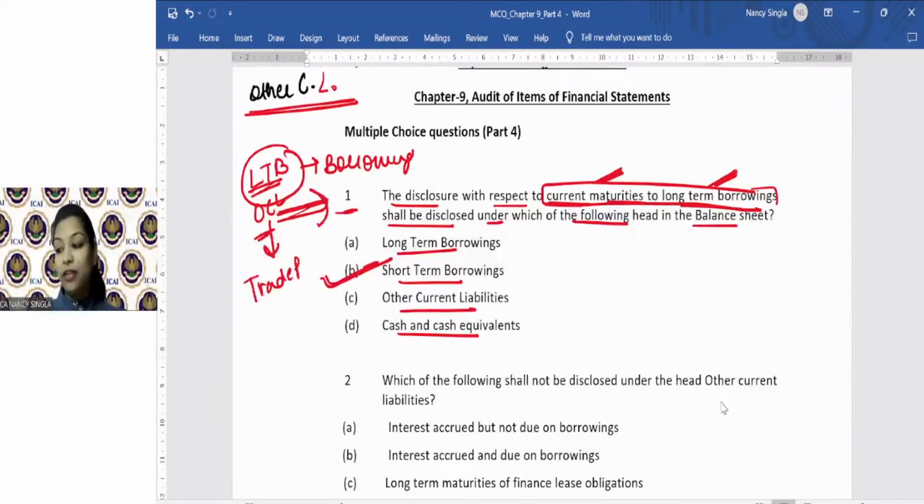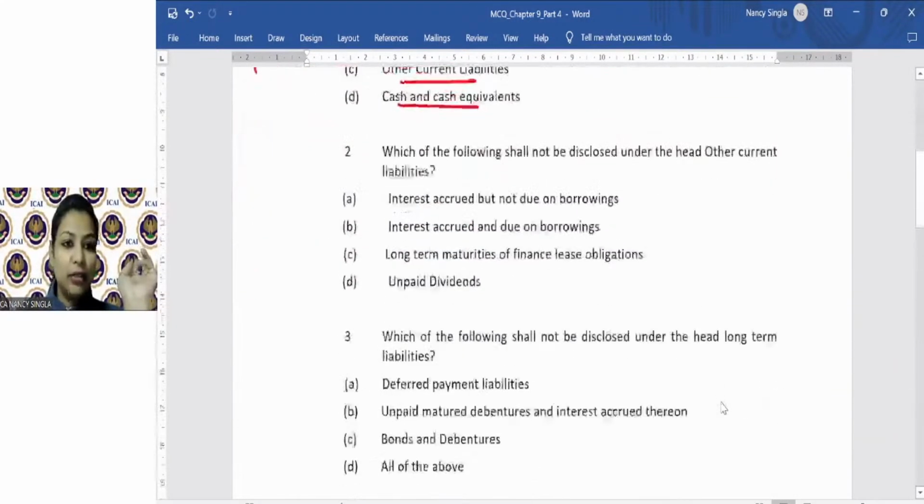how attentive you were in the last sessions. Now the next question, I'm telling you the first three questions are going to check your knowledge with respect to two items of financial statement, which is what? Borrowings and other current liabilities. So students are saying, ma'am, my answer is correct. Many of you are mentioning it. So that is really very good.